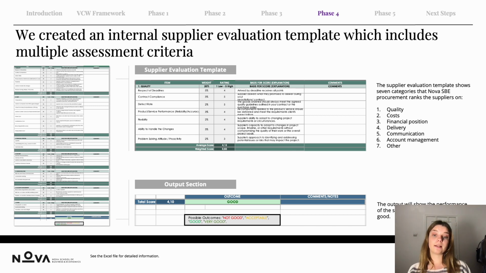Each item is then assigned a score between 1 and 5. And aggregated, the final score is then displayed also on the primary dashboard as seen before, and the outcome is categorized as not good, acceptable, good, or very good to offer some indication of performance at a first glance.